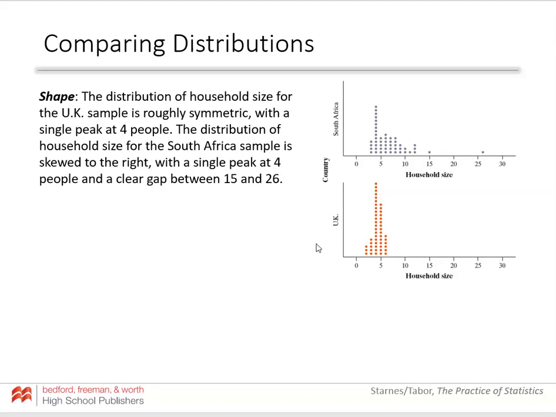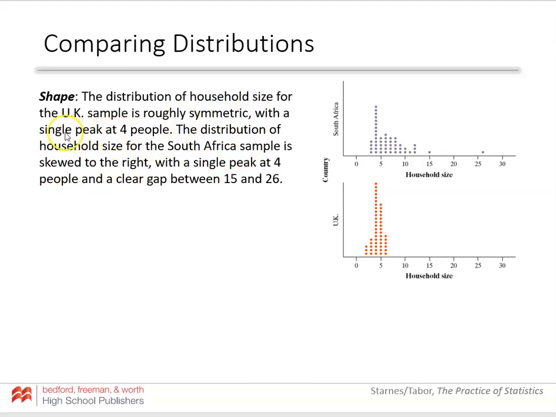The distribution of household size for the South Africa sample is skewed to the right. You can see the tail, it peters off towards the right-hand side, which makes it skewed right. Single peak again is at 4, but there's a big gap between 15 and 26. Of all of that information, what's the most important? Saying that the UK sample is roughly symmetric and that the South Africa sample is skewed to the right.